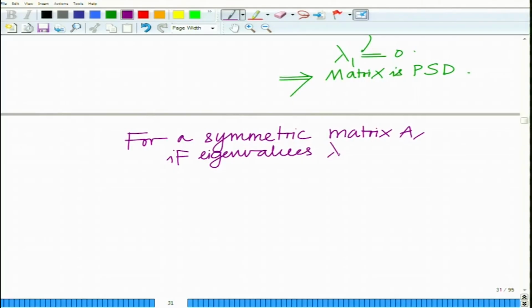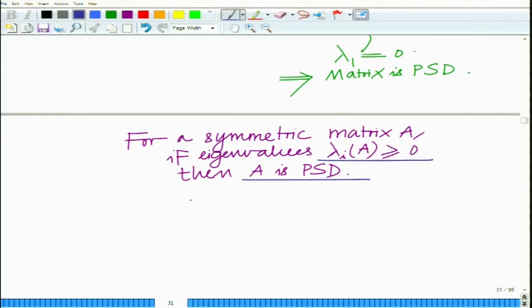For a symmetric matrix A, if the eigenvalues lambda i of A are greater than or equal to 0, then A is positive semi-definite. If lambda i of A is greater than 0, then A is a positive definite matrix.